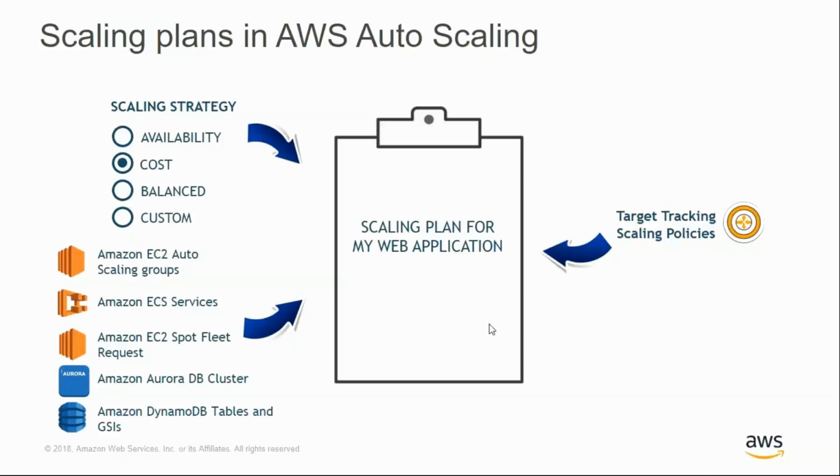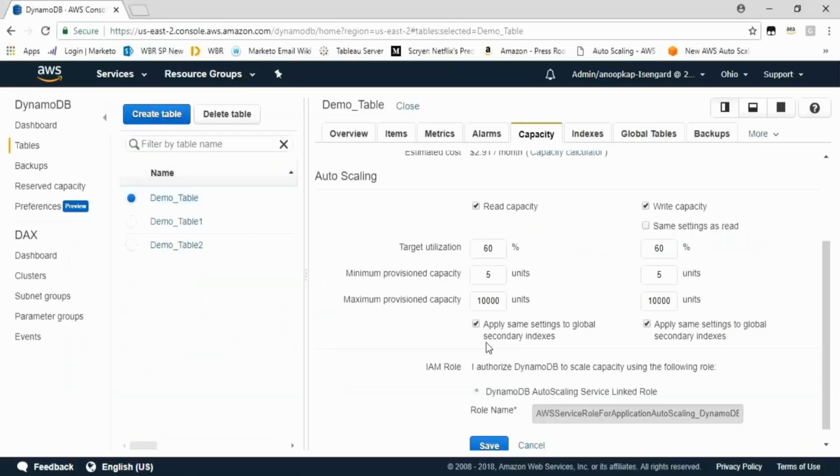Now, once you've selected the strategy and the resources to apply it on, AWS Auto Scaling is going to use target tracking to dynamically scale all resources and shows you how scaling is working for each one of them. So now let's take a look at AWS Auto Scaling in action.